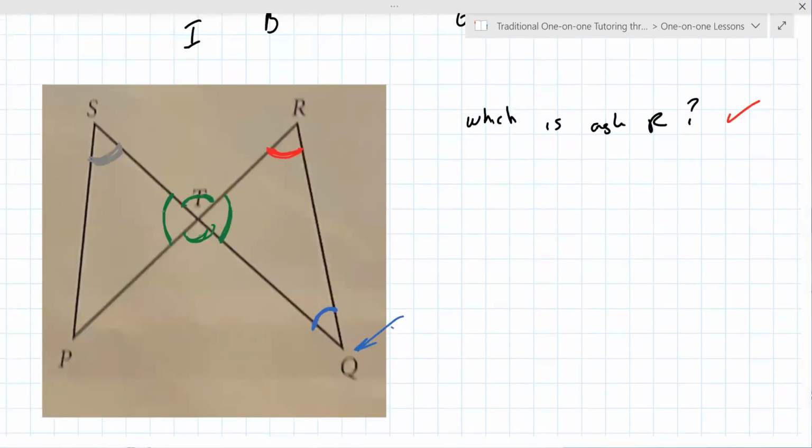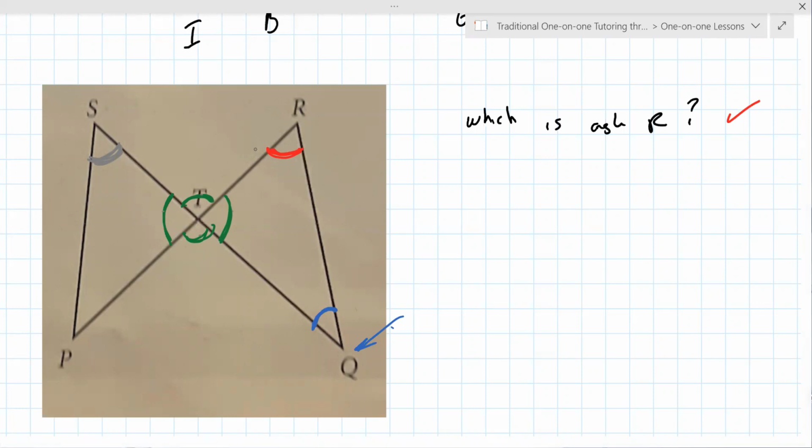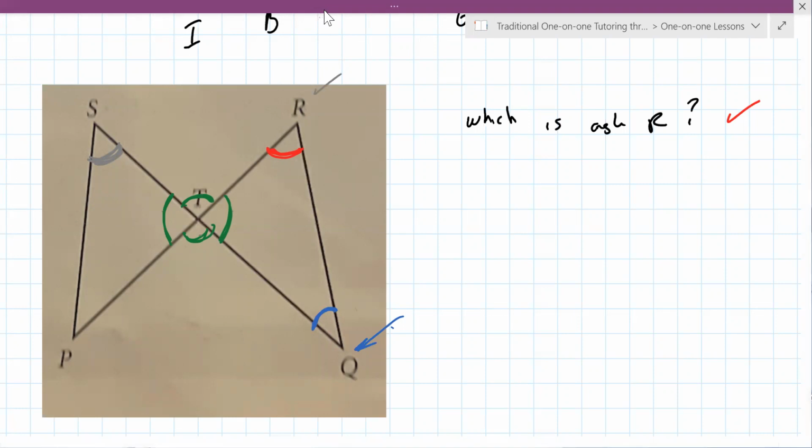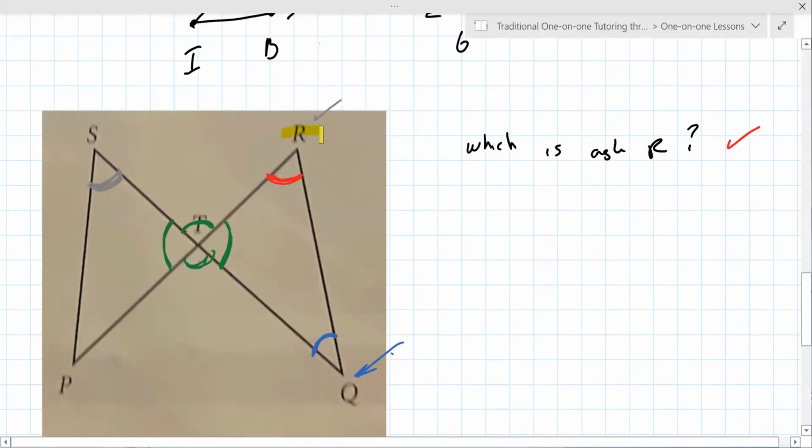Go ahead and read the instructions to me out loud, please. Okay. For each figure, list the angles that you can name using only the vertex letter. That's right. So I already answered. I said, does R refer to one angle? And you said yes. So R is one of the answers. But there's more. It's not just R. There's more than one answer.